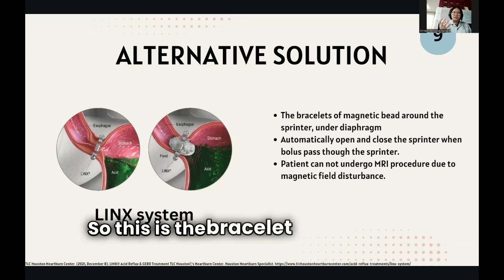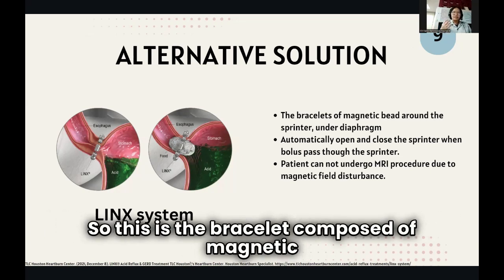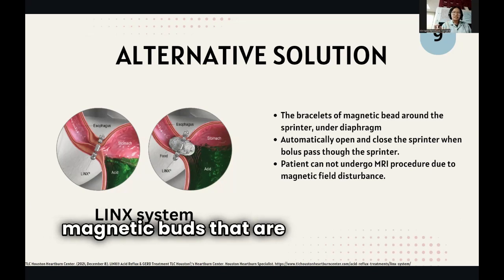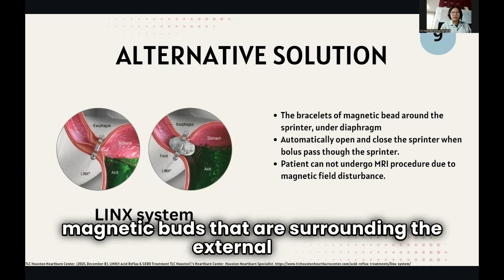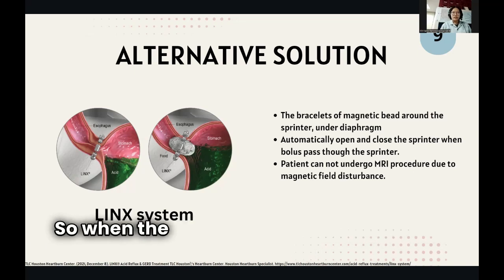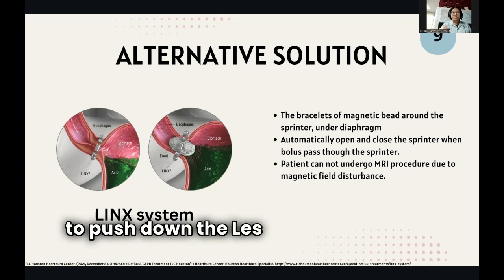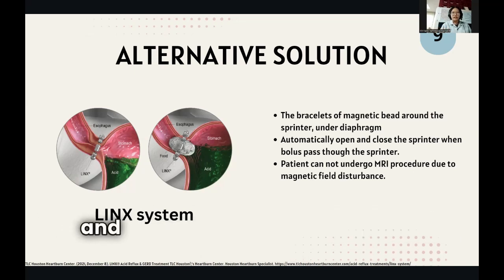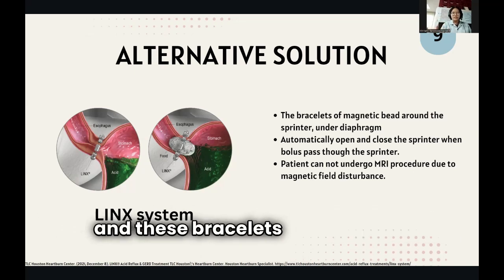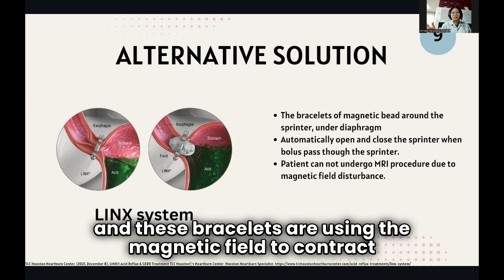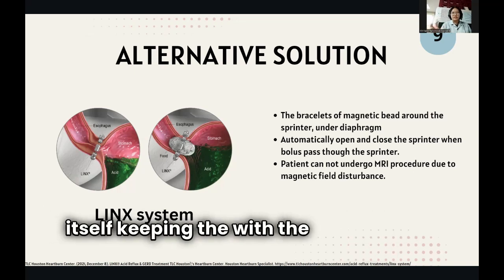So this is the bracelet composed of magnetic beads that are surrounding the external LES. When the food is passing through, it will try to push down the LES and go into the stomach, and these bracelets use the magnetic field to contract themselves, keeping the sphincter closed all the time.